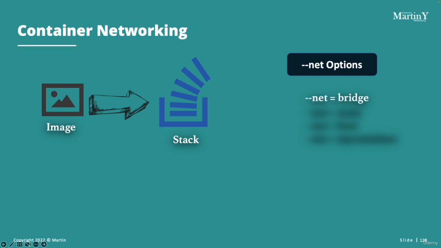The first one is net equals bridge, which is the default behavior and creates a new network stack for the container in the Docker bridge. The next one is the option none, which allows you to execute the container without any network connection. Then you can use the host option, which means that the container uses the network stack directly from the host. And finally, if you choose the my container option, this will inform Docker to start the container with the capacity for using the container network stack.